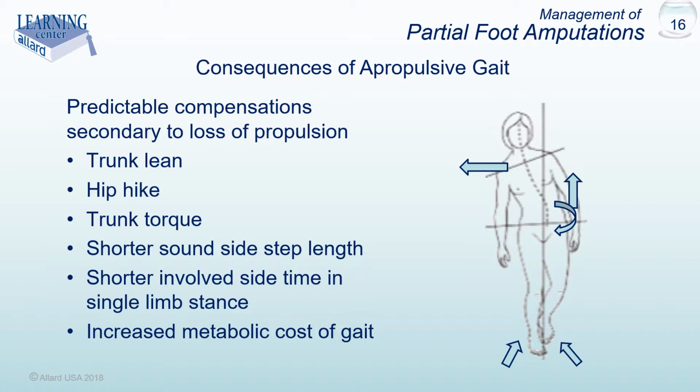Because of the compensation mechanisms, the metabolic cost of gait increases as ADL distance capacity decreases. Physically fit patients may mask some of these mechanisms for a while, but all will appear over time. We will discuss minimizing these compensations later in the program.